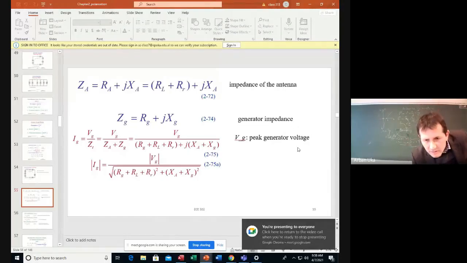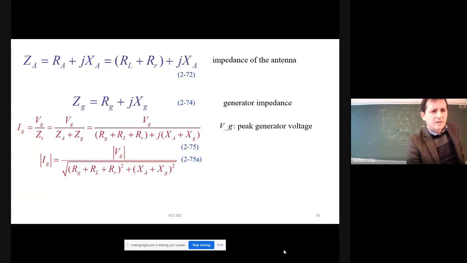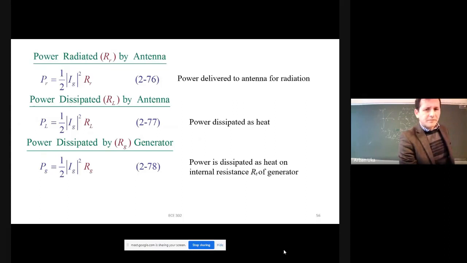Okay, let's continue again. So we're discussing the circuit equivalency of the antennas.